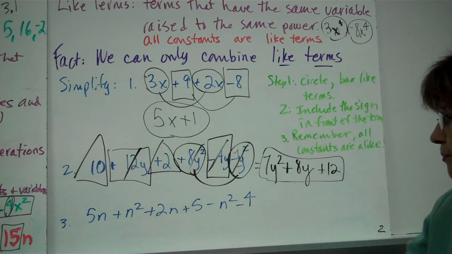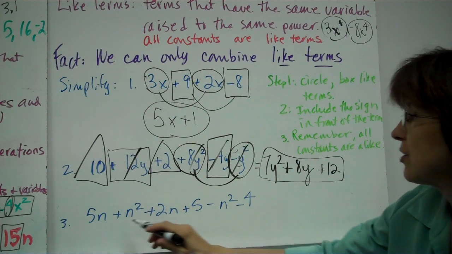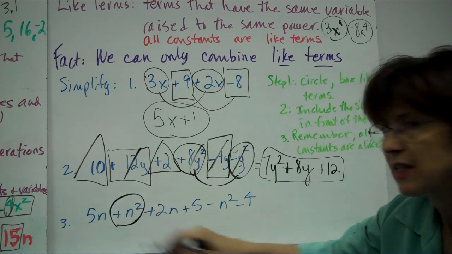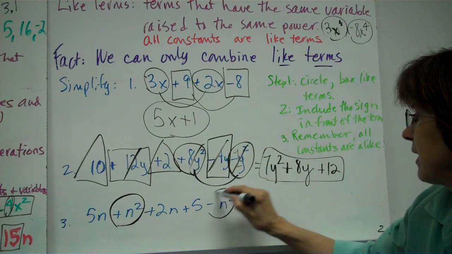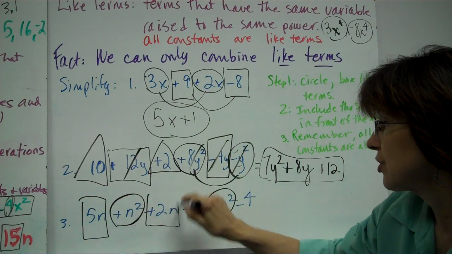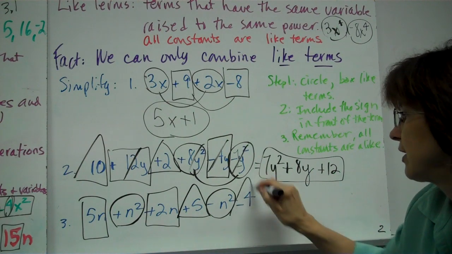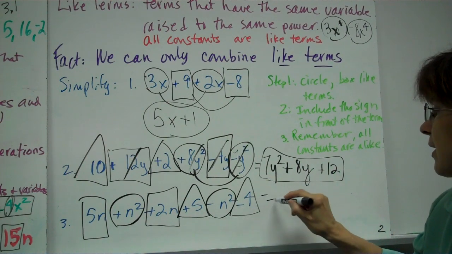Okay, last one here. I've got, again, 1, 2, 3, 4, 5, 6 terms again. So I'm going to circle my n squared. I always like to start with the highest power first, and then a minus n squared. And I box up my 5n and my plus 2n. Don't forget to do the signs in front. And I'm going to use a triangle. You can use any other shape you want. Okay? Going to combine the ones.